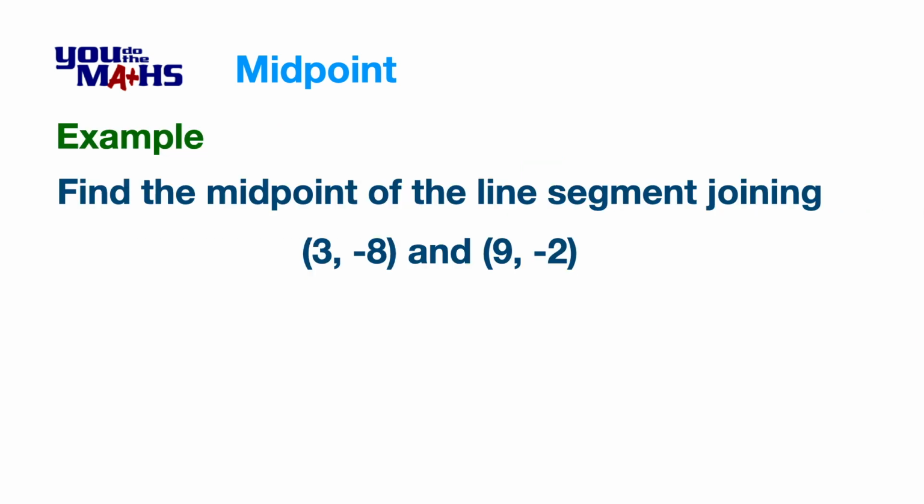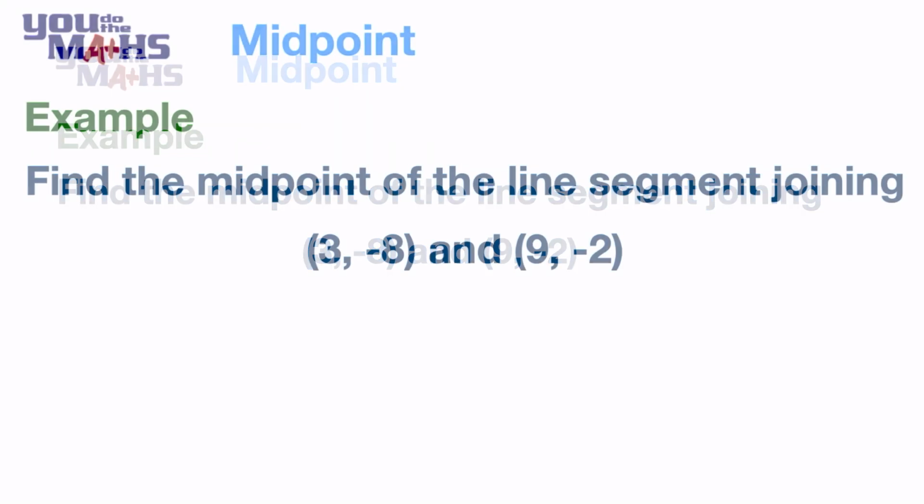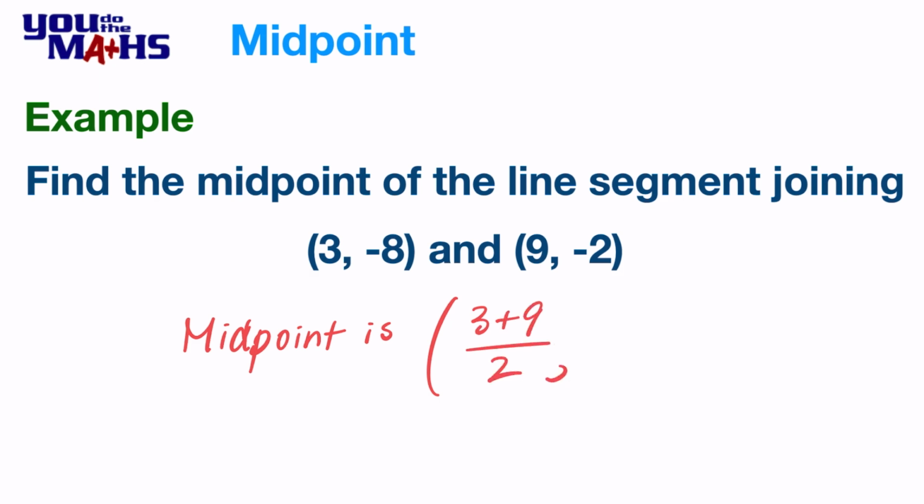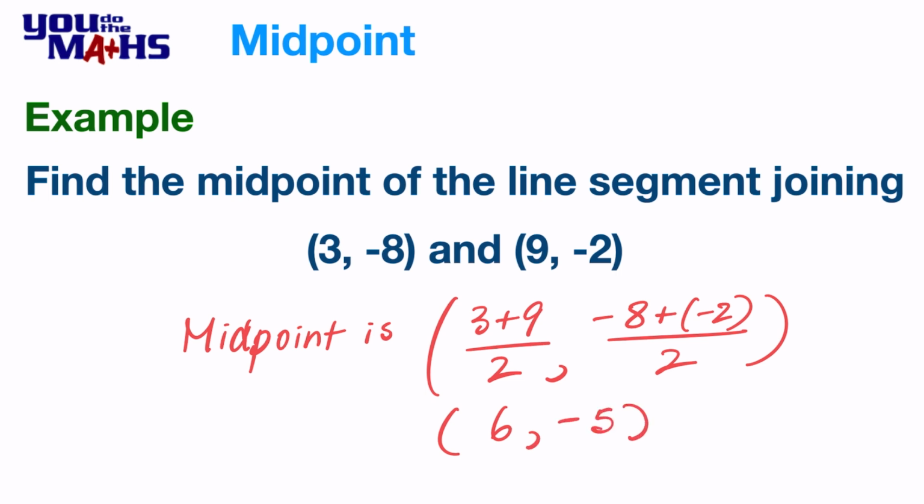Let's have a look at an example now of how we determine a midpoint. So our 2 points are 3, -8 and 9, -2. To determine our x value of the midpoint, we add together 3 and 9 and divide that by 2. And to determine the y value, we add -8 and -2 and divide that by 2. So the x value is 12 divided by 2, which is 6, and the y value is -10 divided by 2, which is -5. So our midpoint is 6, -5.